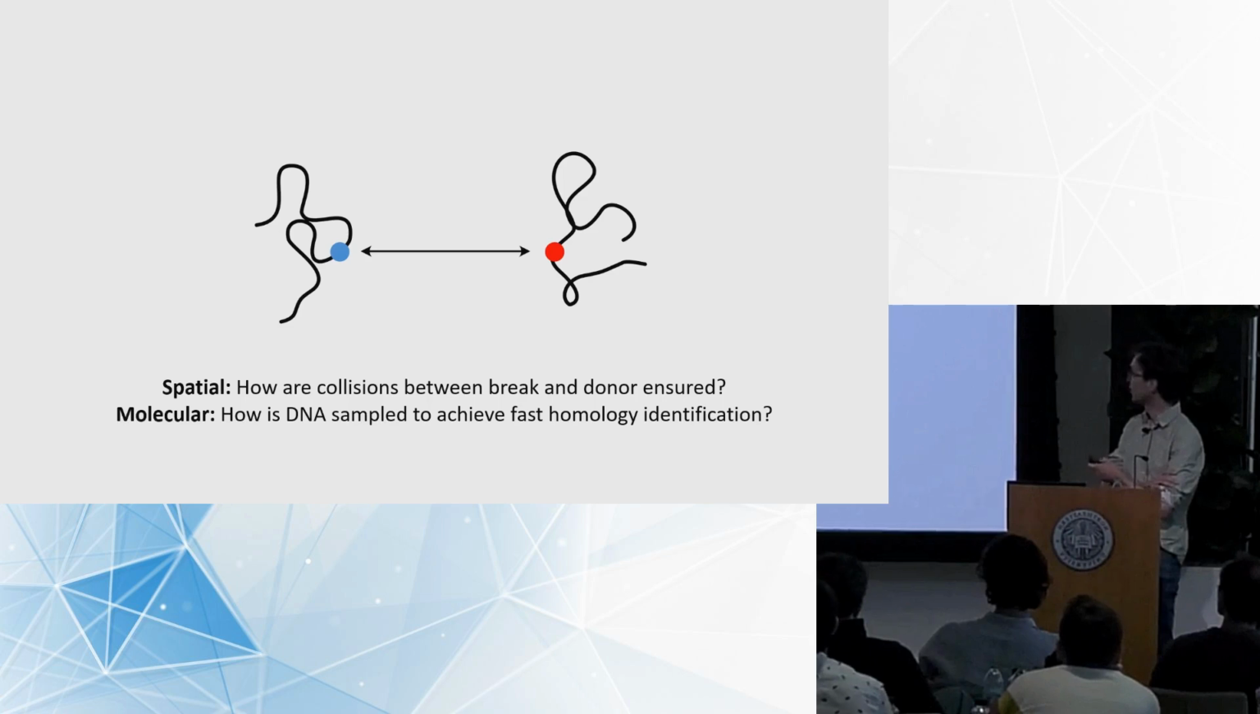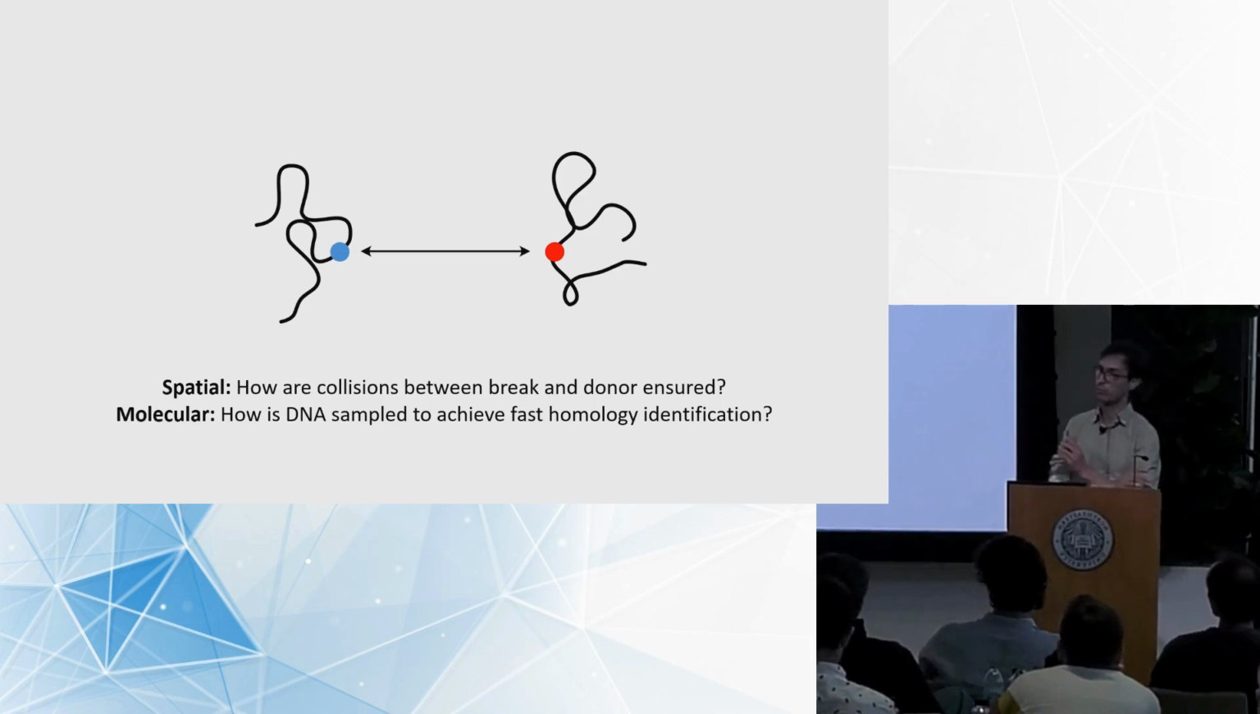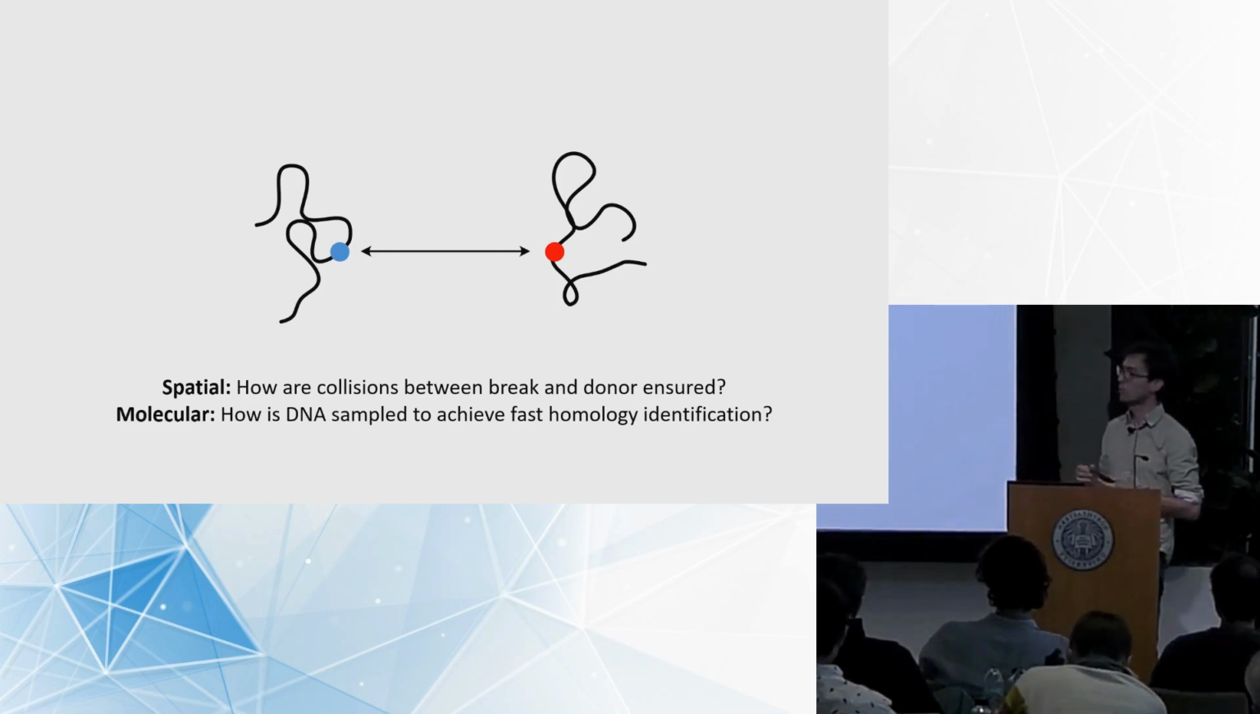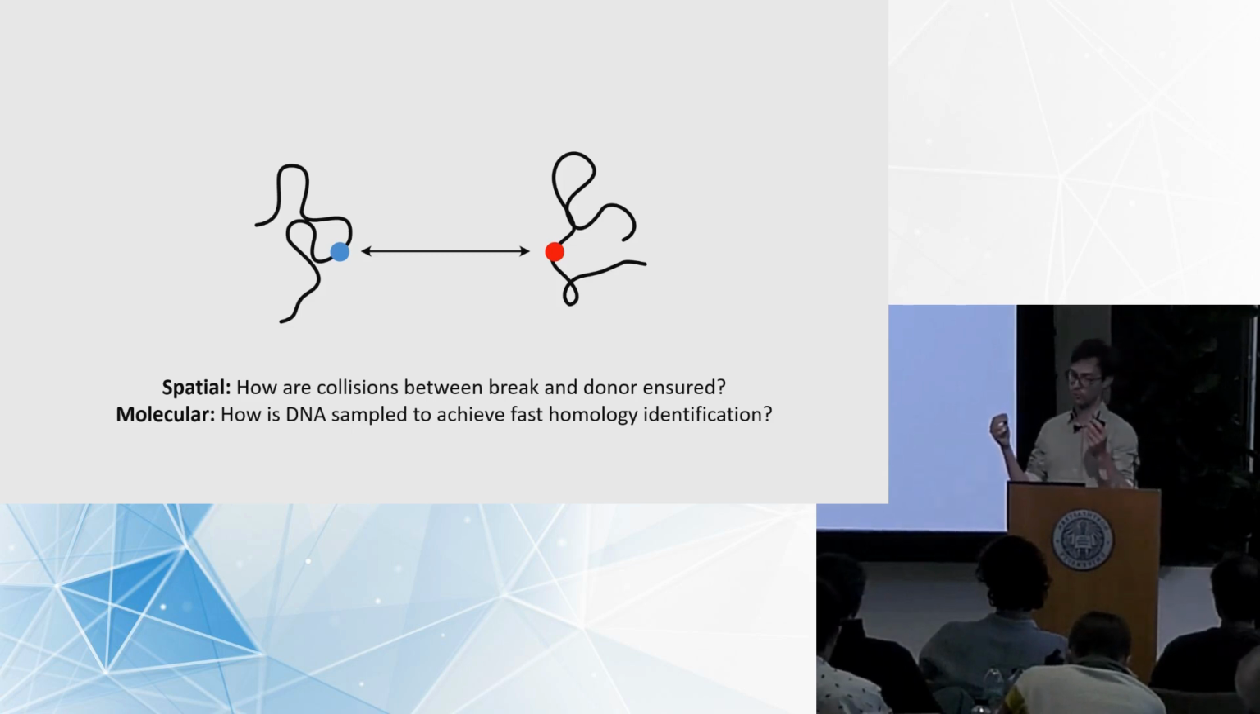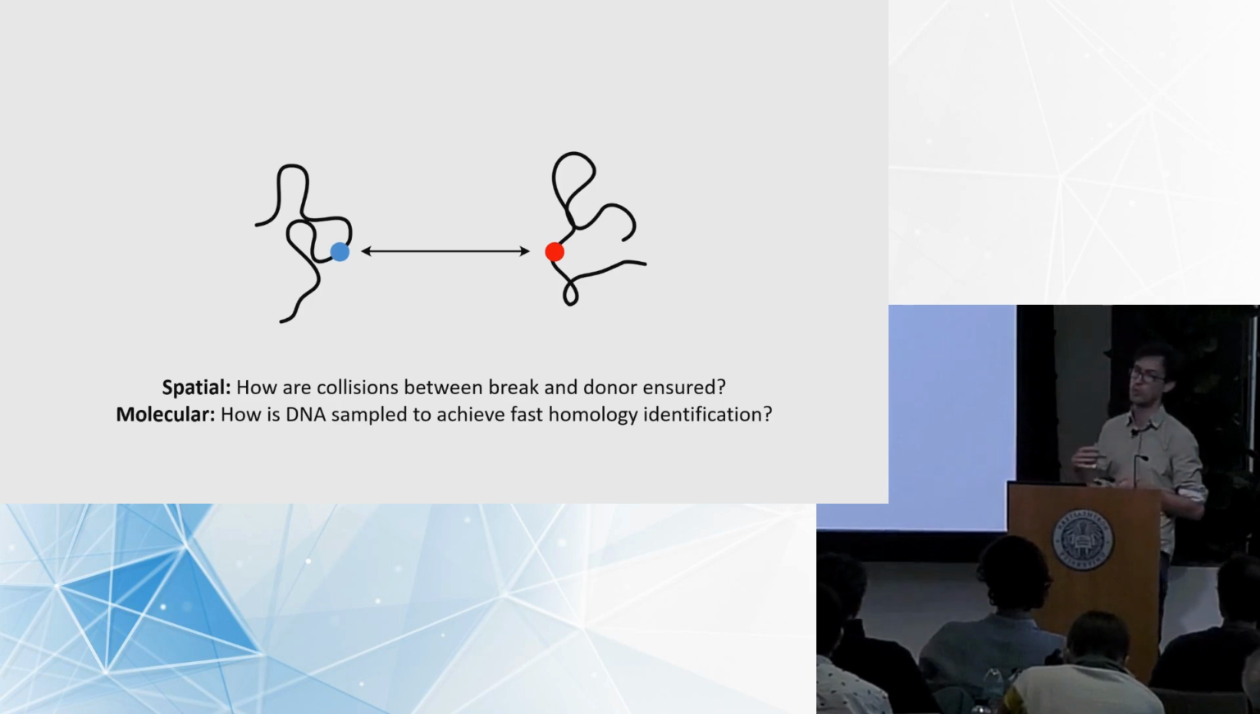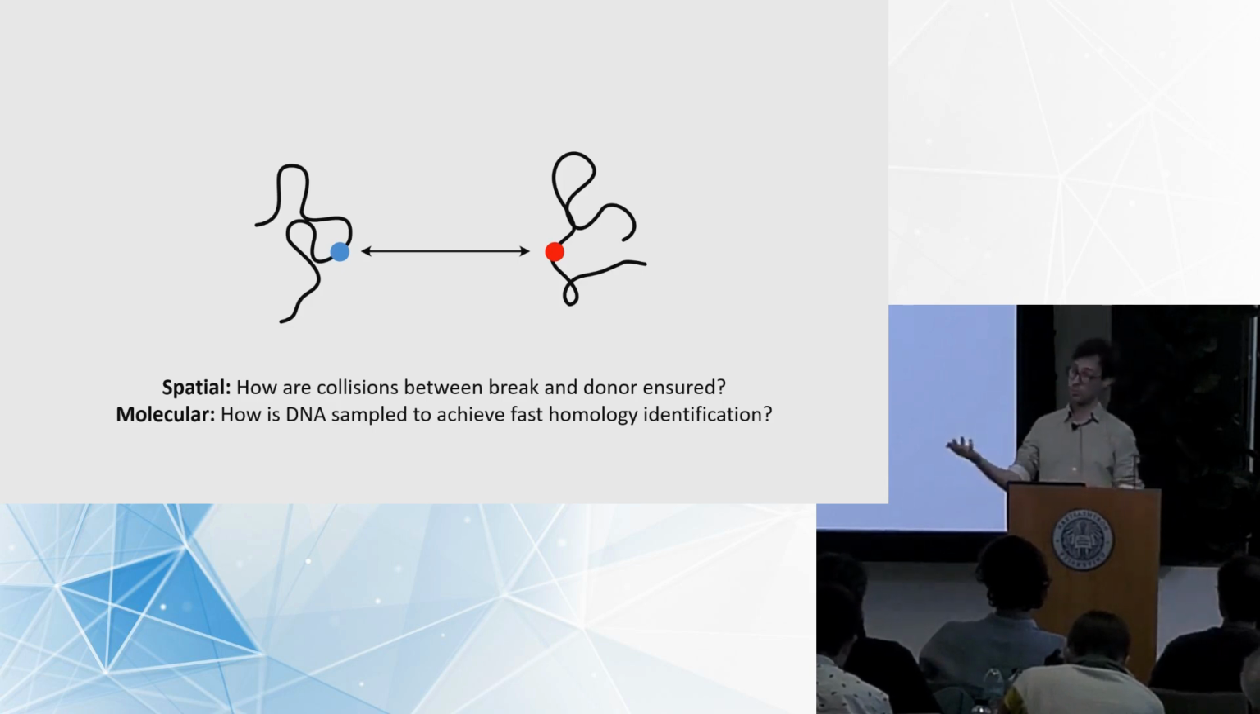And you can really break it down into two main questions. The first, the spatial aspect, is how can you provide opportunities for spatial collision between two subdiffusive pieces of DNA that have to find each other. And the second one is how the identity between the broken molecule and its donor can be identified. So essentially it's more like a molecular aspect of the search, which is how homology is being recognized in a massive excess of heterologous DNA in the genome.